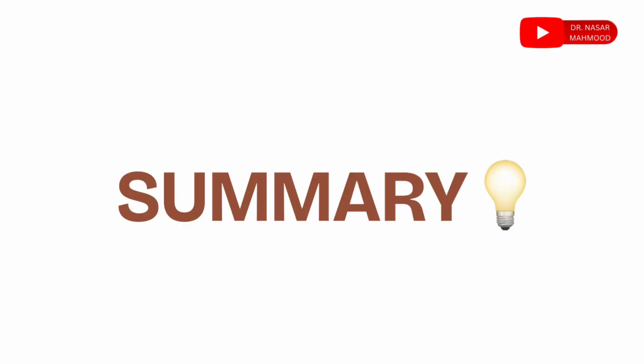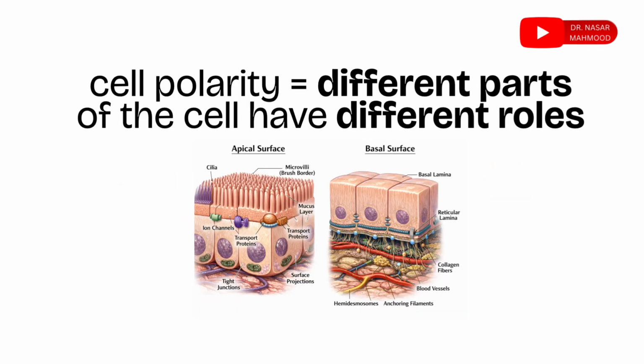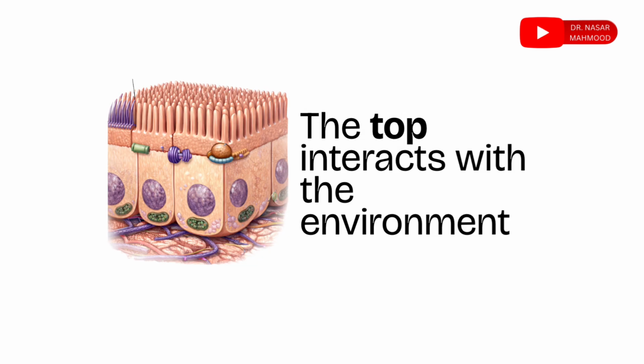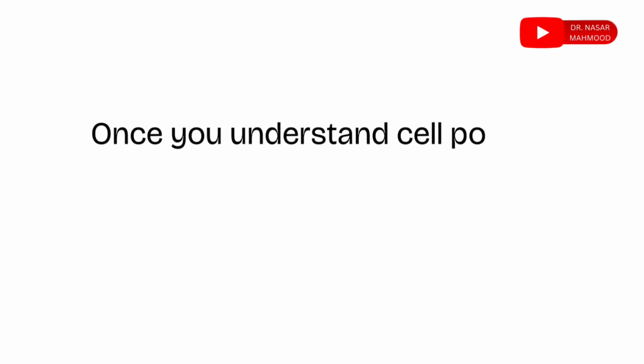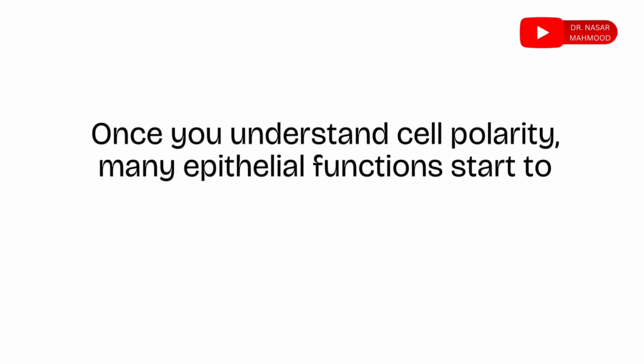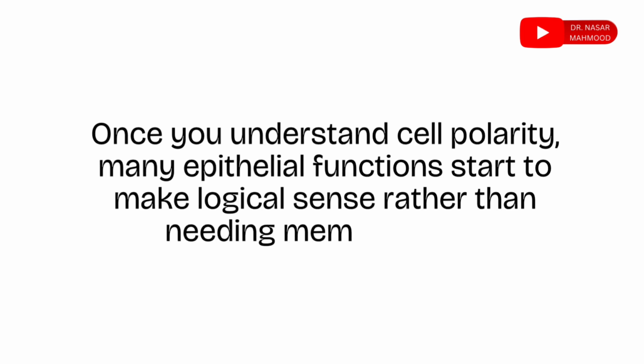So, in summary, cell polarity means that different parts of the cell have different roles. The top interacts with the environment, the bottom provides support and connection. Once you understand the cell polarity, many epithelial functions start to make a lot more logical sense rather than just needing rote memorization. I hope that made sense.